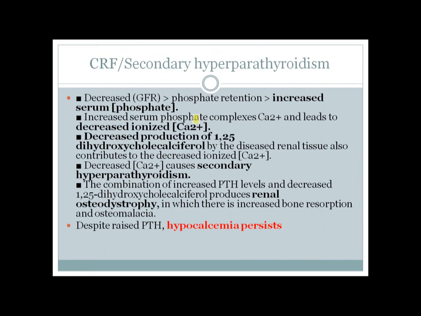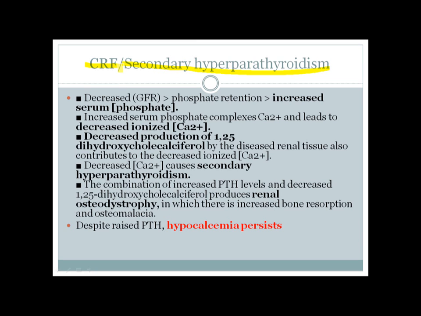So now comes the secondary hyperparathyroidism. Secondary hyperparathyroidism occurs in situations where there is no problem in the parathyroid gland, rather there is a problem with calcium. Maybe due to some reason serum calcium level is low, which actually stimulates the secretion of parathyroid hormone from the parathyroid gland. And one most common and clinically important disease is chronic renal failure.